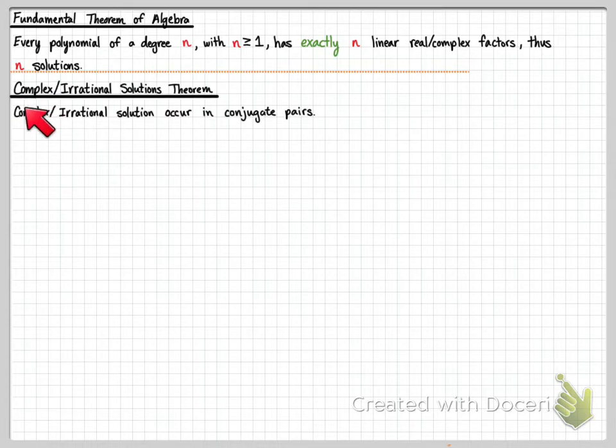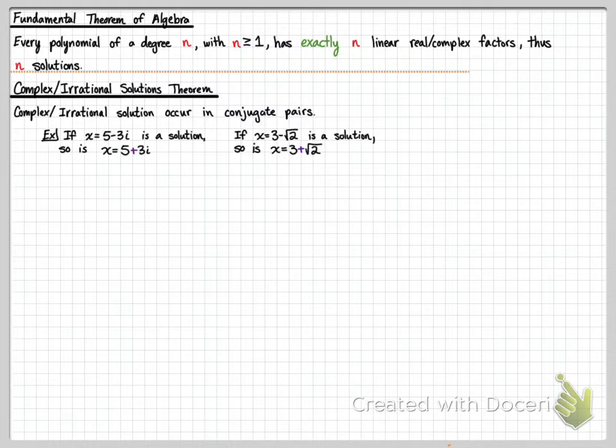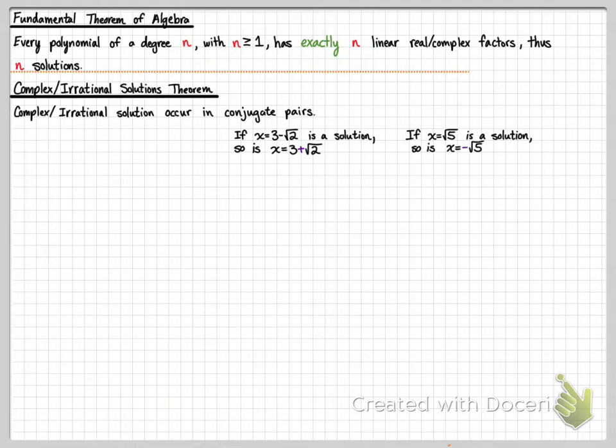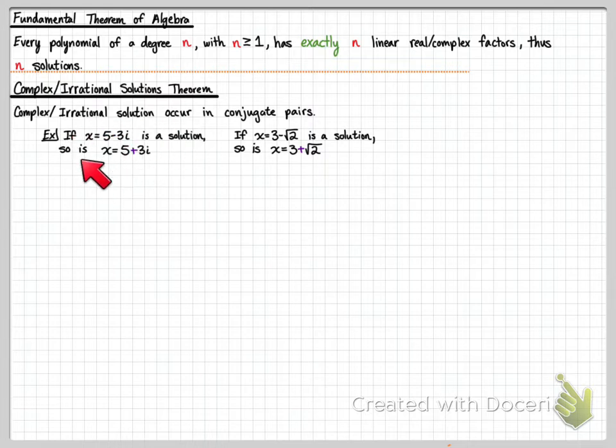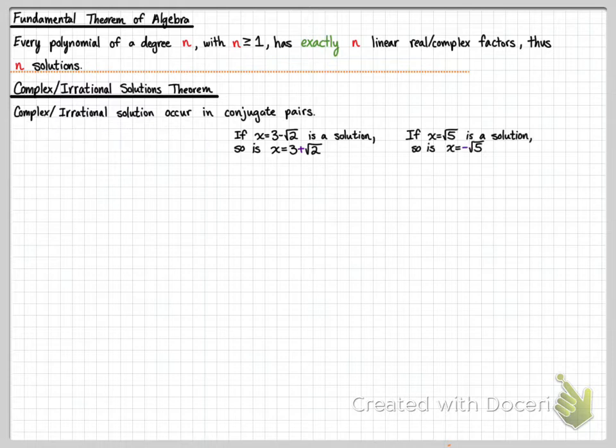So again, this goes with the complex and irrational solutions theorem. Complex and irrational solutions occur in conjugate pairs, and this is what this means. I skipped out on the i, and I didn't mean to still have it here, but I'm not going to talk about it because not everyone went over that lesson. But let's say one of our solutions to our polynomial is x equals 3 minus the square root of 2. If that's a solution, automatically x equals 3 plus the square root of 2 is also a solution, okay?